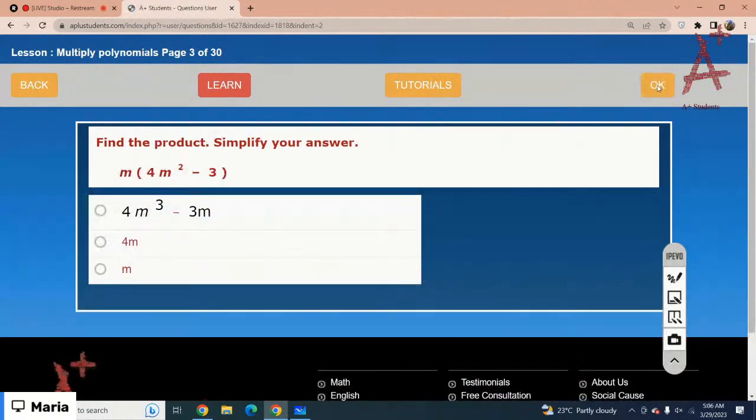Okay, the next one is find the product. So you have to do m times 4m square. It would be 4m cube. Got it? And negative 3 times m is negative 3m. So it would be 4m cube minus 3m. Got it? Option number 1 is the correct option. Just select the correct option and click on the OK button.